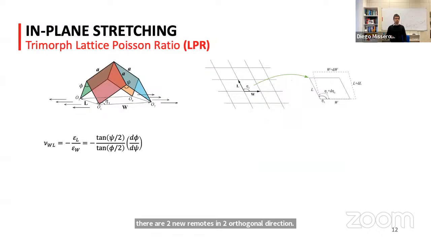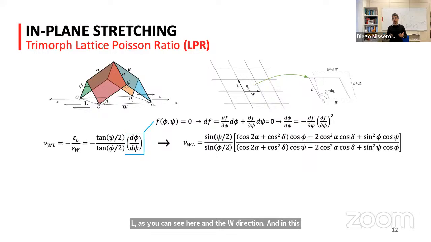To characterize the in-plane deformation of the triclinic trimorphic metamaterial, we define the in-plane Poisson ratio as the negative ratio between the transversal strain and the longitudinal strain, measured along this direction, L, as you can see here, and the W direction. In this formula, we have a derivative that can be expressed in closed form by taking the total derivative of the kinematic path that I showed before. In the end, we can write down this expression, which is a purely geometrical quantity. As you can see here, we have just the geometrical parameters alpha, delta, and the folding angles phi and psi.